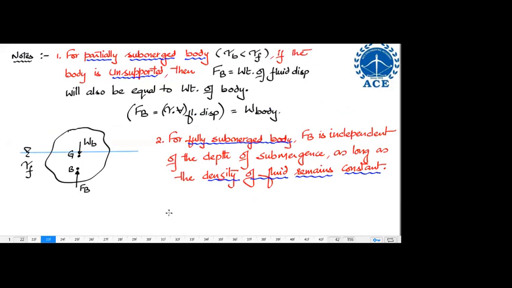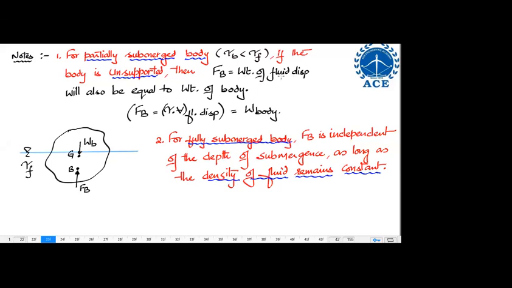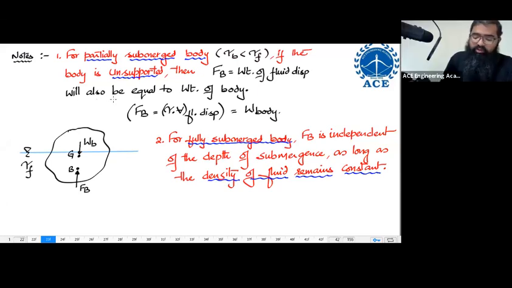Volume is equal to same, na sir? Then how weight equal to same? Both are having different gamma values, na sir. FB is equal to weight of fluid displaced. Okay, you're saying this black part over here. Yes, sir. FB, which is actually equal to weight of fluid displaced, will also be equal to weight of the body. Yes, what is wrong in this?